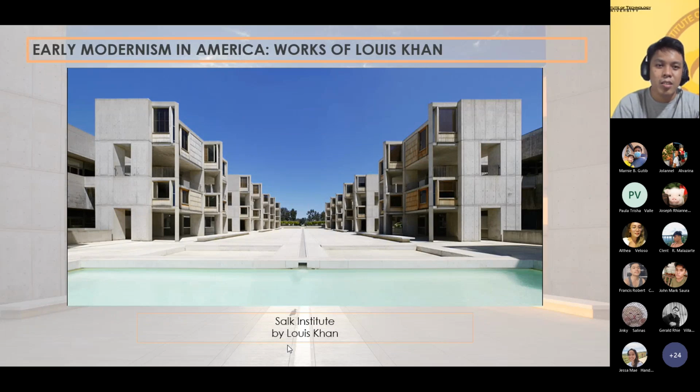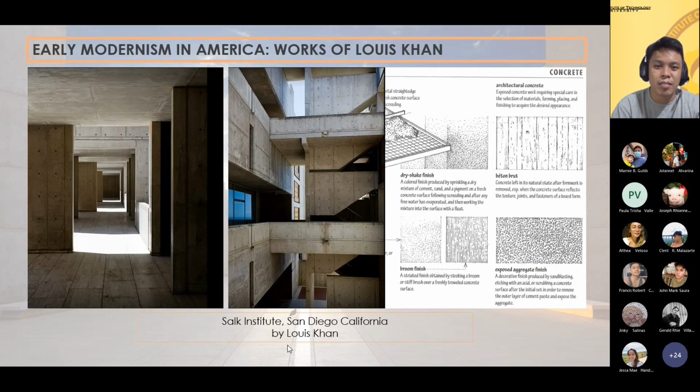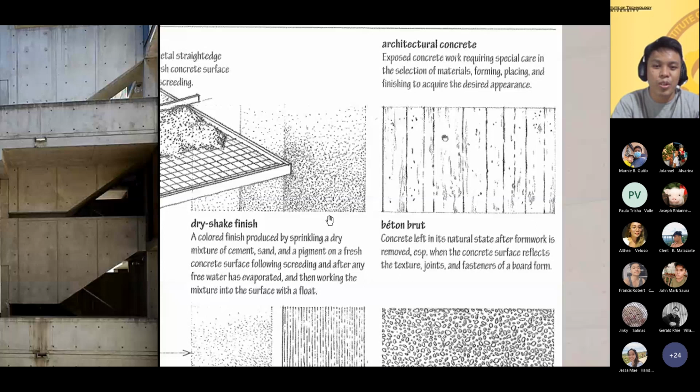So again, brutalism uses béton brut. So what is béton brut? It's a concrete left in its natural state after formwork is removed, especially when the concrete surface reflects the texture, joints, and fasteners of a board form.